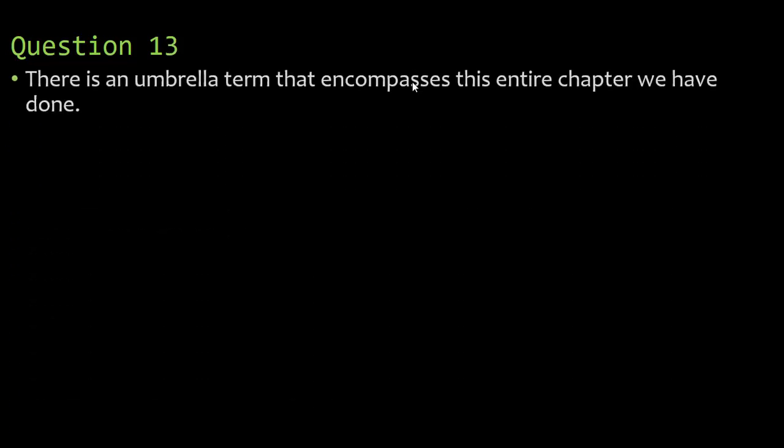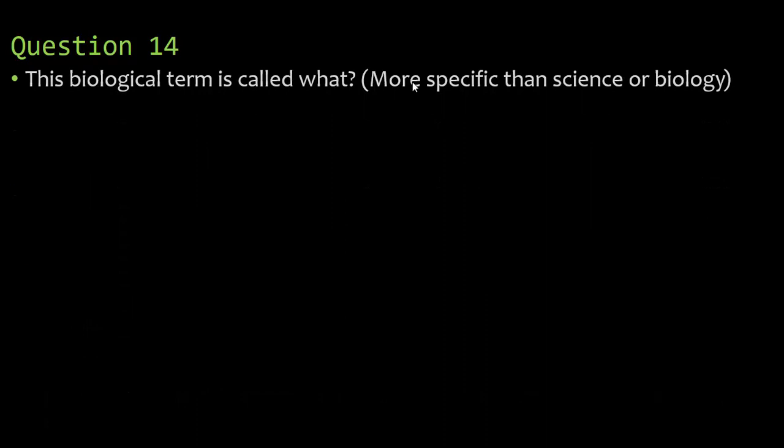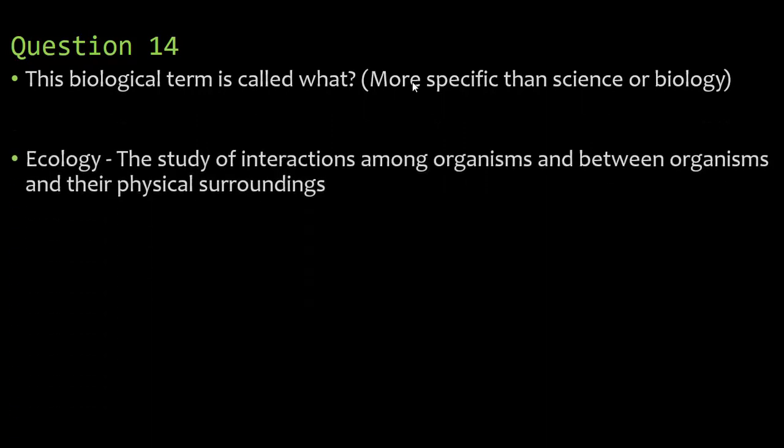Number 13, there's an umbrella term that encompasses this entire chapter we've done. We've been studying ecology. And 13, 14, 15 kind of go together. It's just asking the question a little bit differently. The biological term is called what? Ecology, which is the study of interactions among organisms and between organisms and their physical surroundings. Now, this definition you don't need to write down.